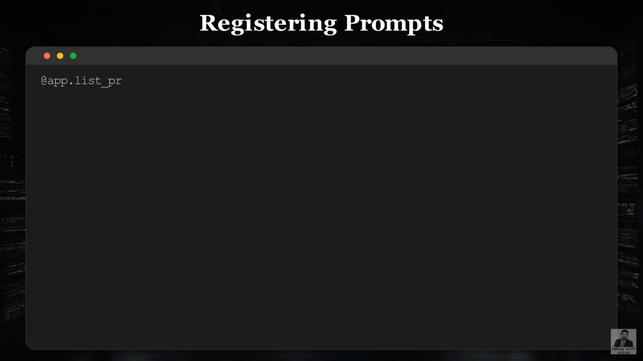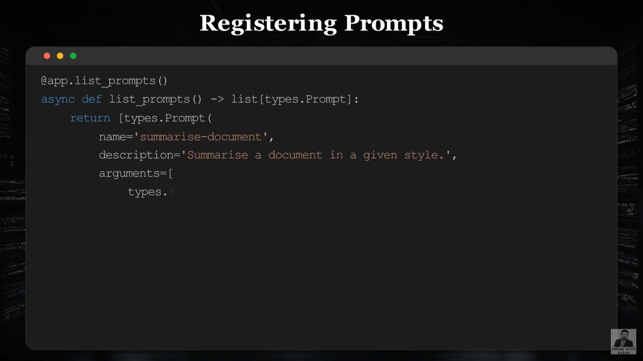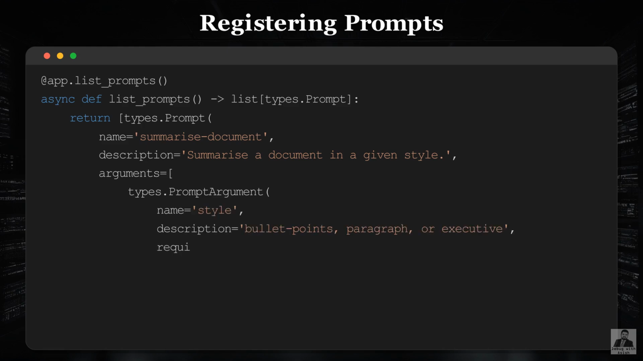Prompt registration works the same way as tool and resource registration. We implement the list prompts handler and return a list of prompt objects. Each prompt has a name, a description, and a list of arguments. Each argument has a name, a description of what values are valid, and a required flag. This prompt expects one argument called style with 3 valid options. When the host application invokes this prompt, it passes a value for style, and the server returns the rendered template.